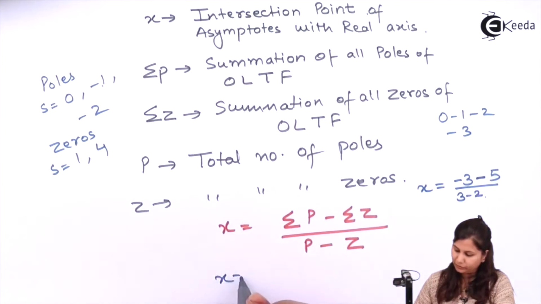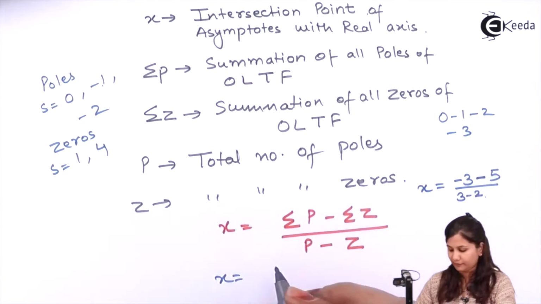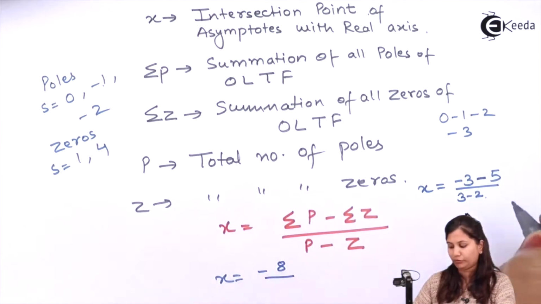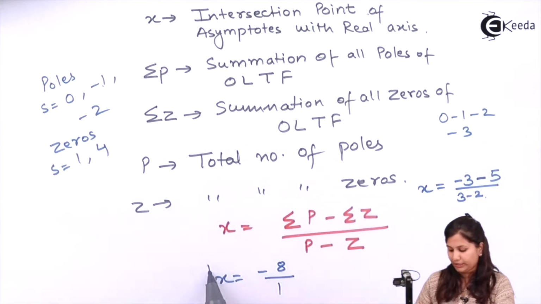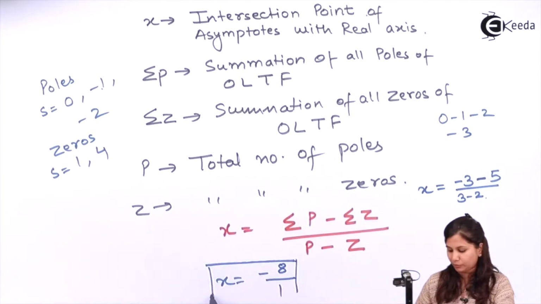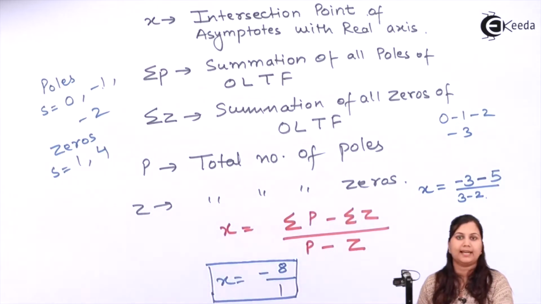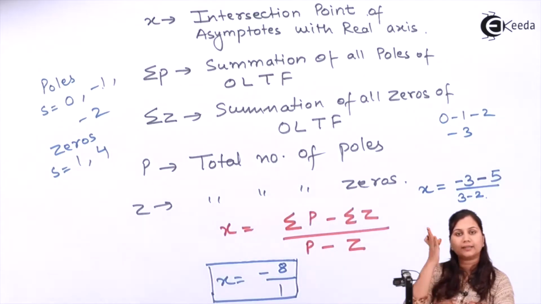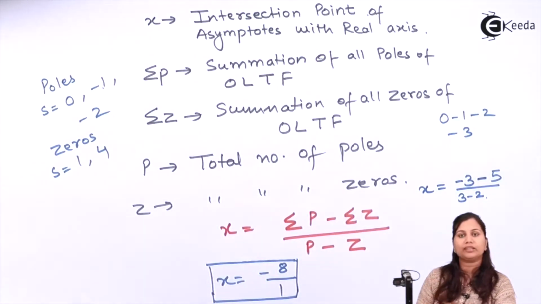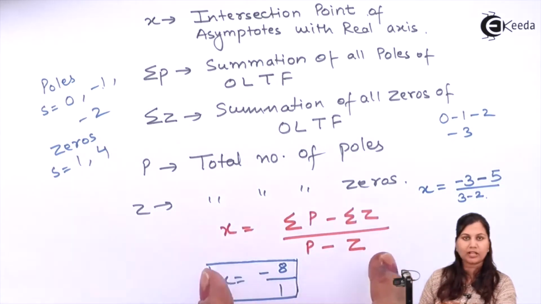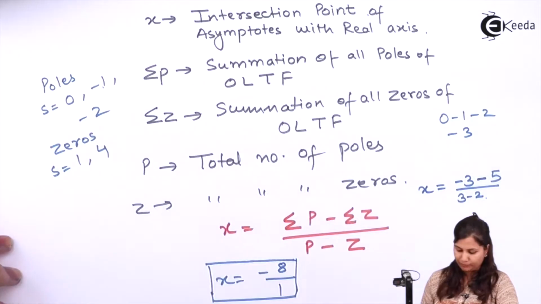So x will be equal to minus 3 minus 5, that is minus 8, upon 3 minus 2, which is 1. So the intersection point of the asymptote with the real axis is x equals minus 8. That is, at minus 8 the asymptote is going to intersect with the real axis. So using this formula we are going to find the intersection point.